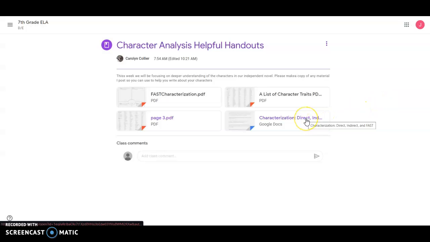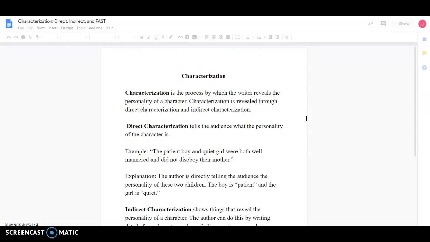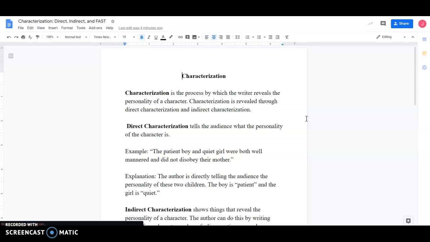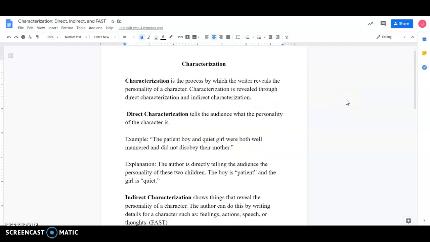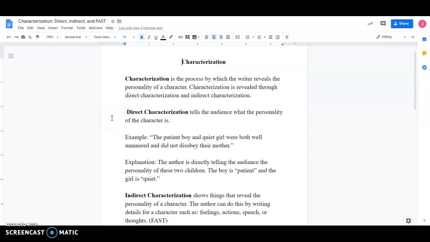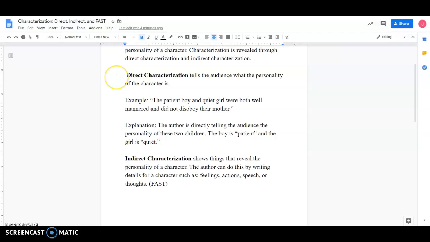And then I just uploaded another document to go over characterization with you, just as a review. So we're focusing on character analysis, and how we do this is called characterization. Authors show the personalities and the character traits of the characters through characterization. Characterization is a process by which the writer reveals the personality of a character. Characterization is revealed through direct characterization and indirect characterization, and that is explained below.